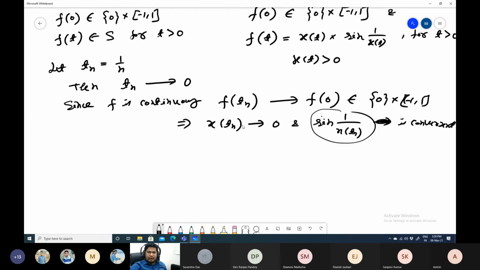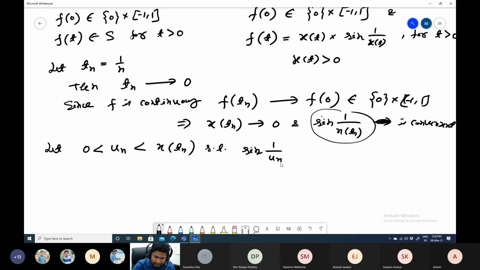Okay, fine. Now since x of Tn converges to 0, now let 0 less than un less than x of Tn such that sine of 1 by un is equal to minus 1 power n.